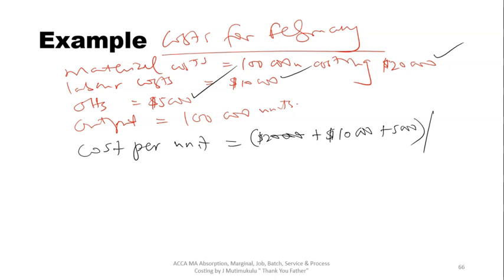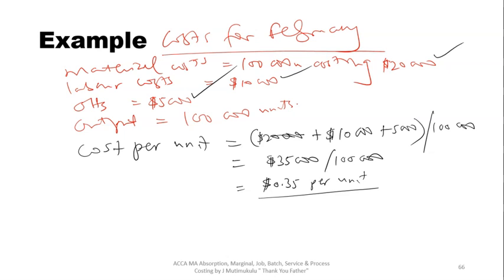All right, so we produced 100,000 units. So we are going to say 20 plus 10, 30 plus 5, 35. So the total cost was 35,000, all divided by 100,000 units. So the cost per unit would be 0.35. That's our cost per unit.